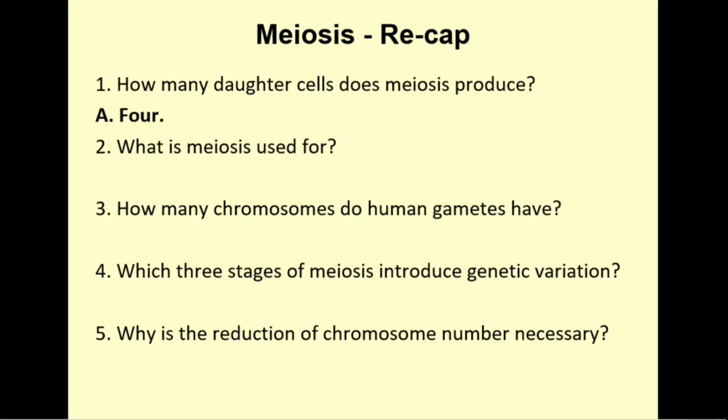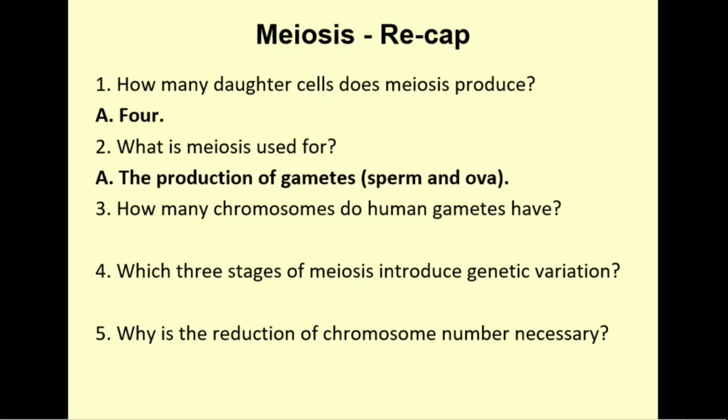What is meiosis used for? So question number 2. Well, the answer is the production of gametes. So it makes gametes, sperm, and ova. Number 3, how many chromosomes do human gametes have? So hopefully you all got this right. 23. So they are haploid, as opposed to the diploid somatic cells.